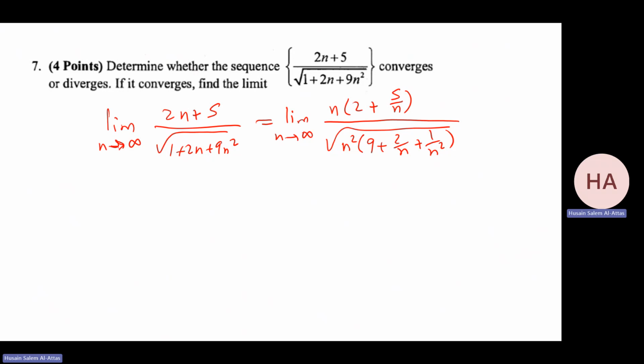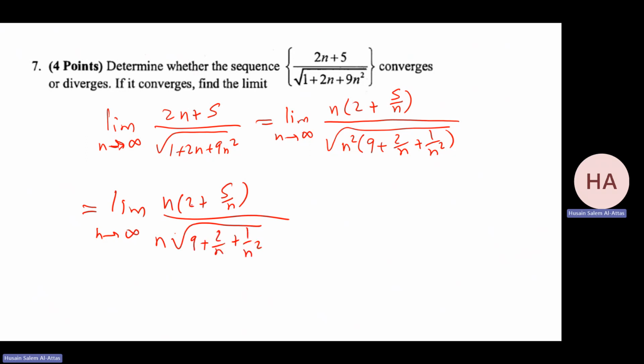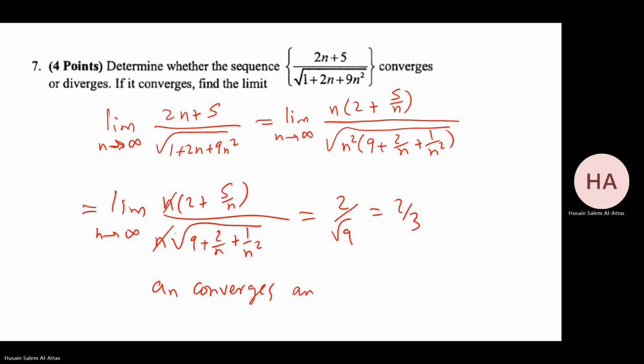And n goes to infinity, so n is positive, so no need to worry about the absolute value. So I have n times (2 plus 5 over n) over n times the square root of (9 plus 2 over n plus 1 over n²). The n cancels, so the numerator will be 2, and here I have the square root of 9, which is 3. So the limit is 2 over 3. So a_n converges, and its limit is 2 over 3.